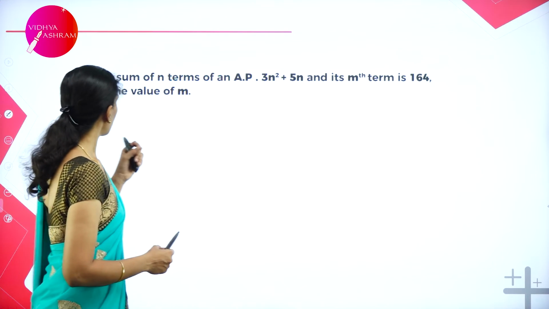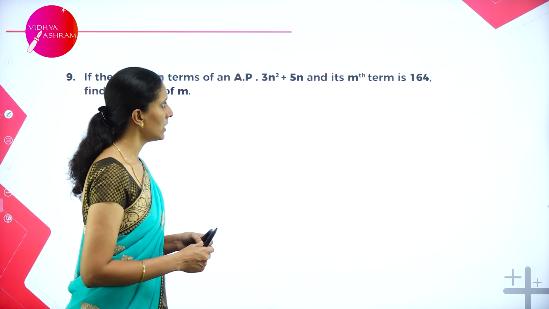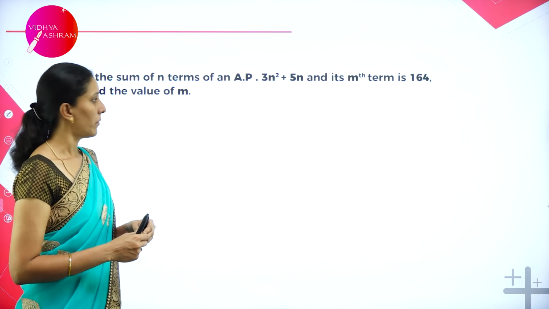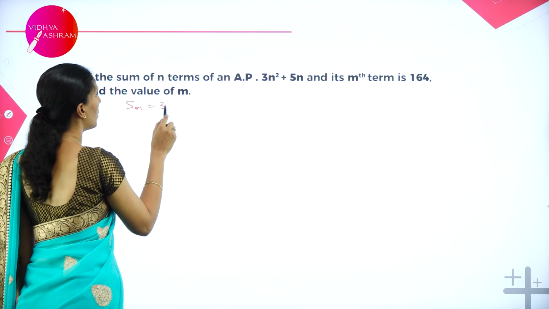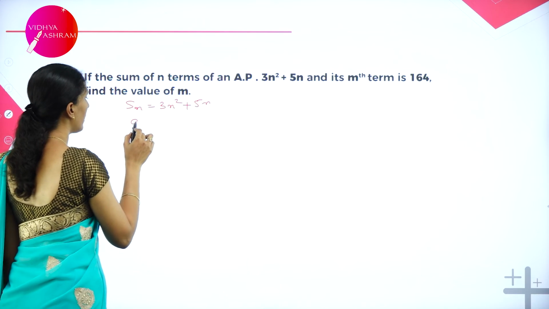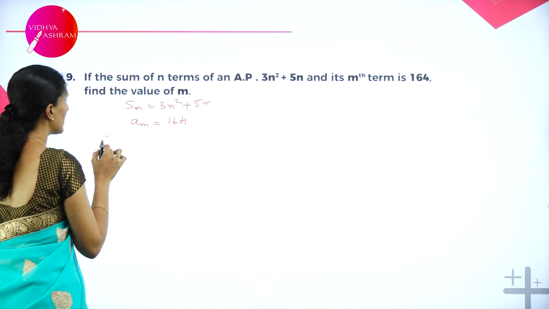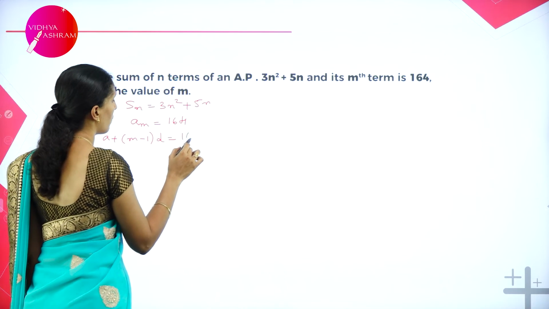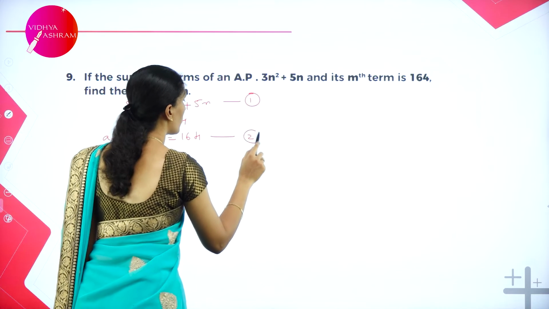Next question. If the sum of n terms of an AP is 3n square plus 5n and its mth term is 164, find the value of m. So here the sum of n terms is given: Sn is equal to 3n square plus 5n, and the mth term is given, that is am is equal to 164. What is am? It is a plus m minus 1 into d, which is 164. Let me take this as equation 1, and this as equation 2.